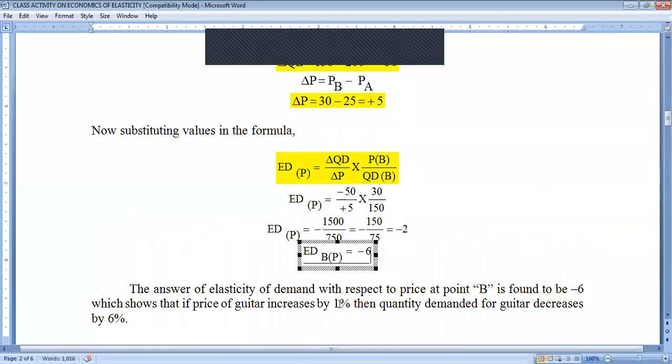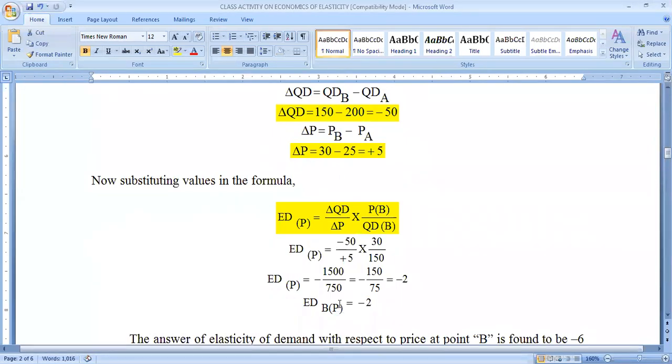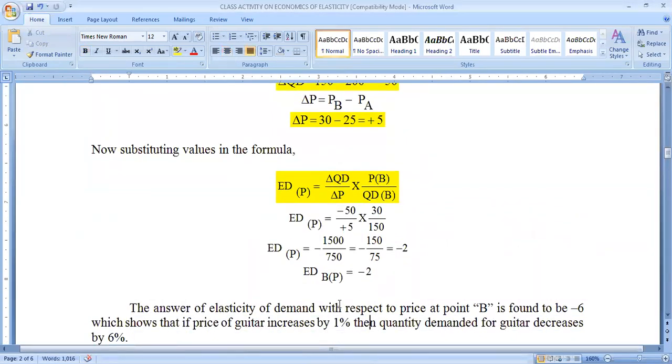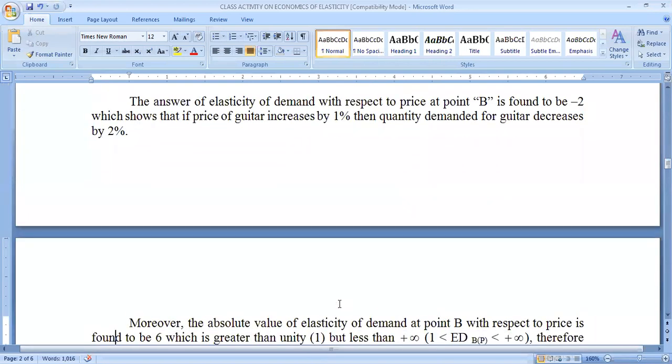So price elasticity of demand at point B is equal to minus 2. The answer of elasticity of demand with respect to price at point B is found to be minus 2, which shows that if the price of guitar increases by 1%, then the quantity demanded for guitar decreases by 2%, right? So when the price of guitar increases by 1%, the quantity demanded for guitar would decrease by 2%.